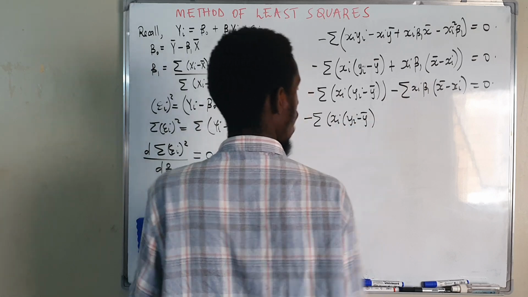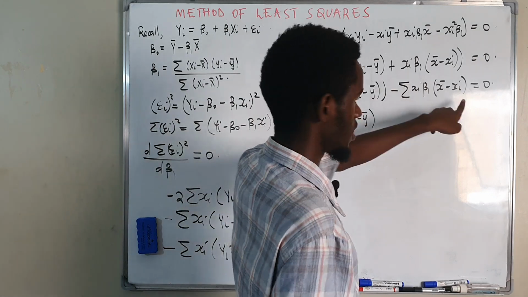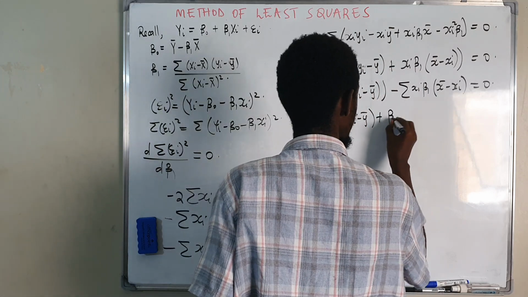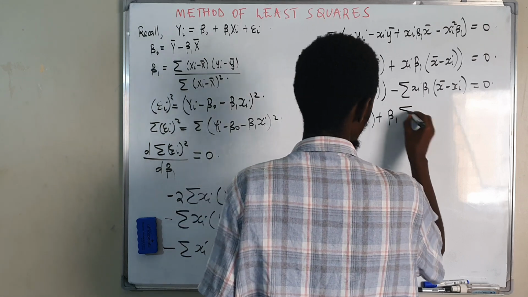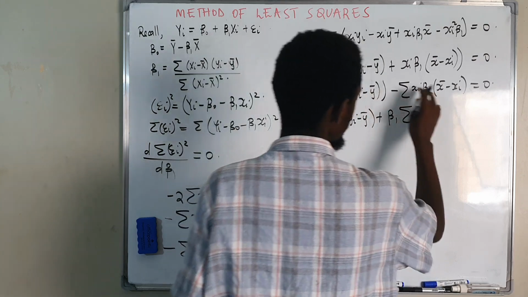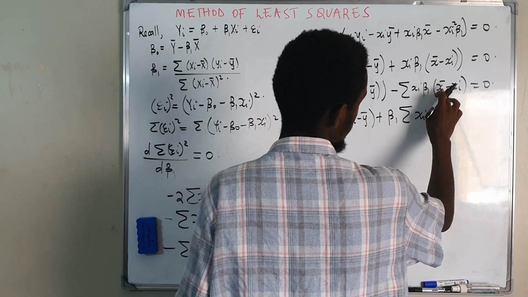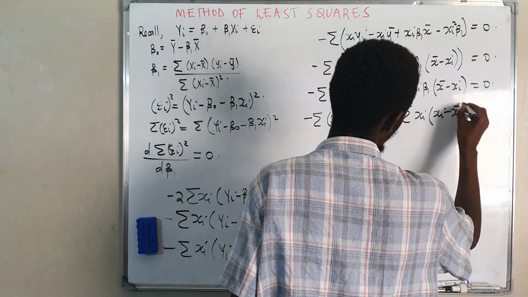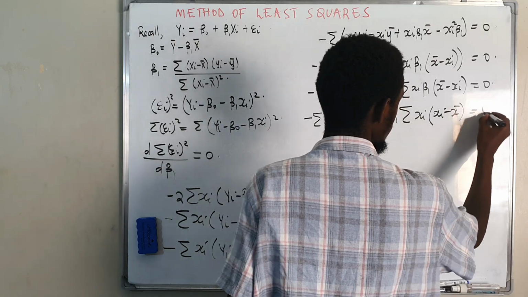Now I want to take this negative inside the brackets. I'll have plus, but b1 is a constant, so b1 will remain outside. Now summation of xi into, if I put this negative inside here, I have negative x bar plus xi. This is the same as having xi minus x bar, like that, equal to 0.